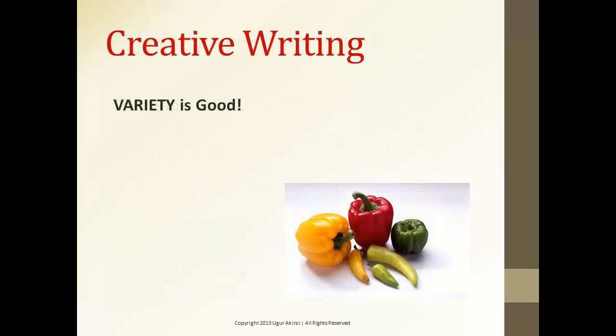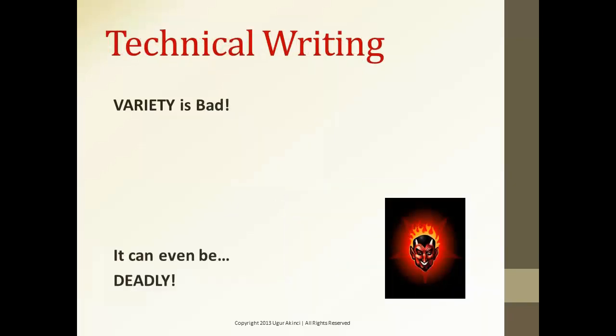In creative writing, variety is good when you are writing a novel, short story, screenplays. It is exciting, and you are expected to use different ways to express similar things from one page to the next to keep the interest of the readers alive. But in technical writing, that kind of variety is bad, really bad. It can actually be deadly.